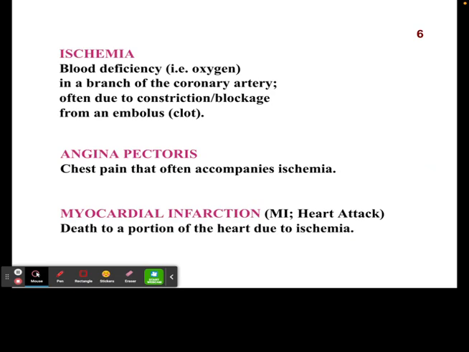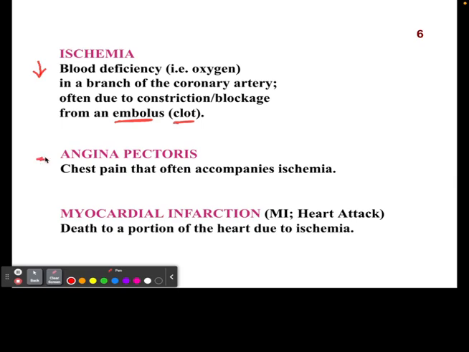Here are some important terms to note when we're talking about the heart specifically. The first one is ischemia. Ischemia has to do with low blood oxygen. So there's a deficiency in blood oxygen in your coronary artery. Typically, this is just due to constriction or blockage. Sometimes you get an embolus, which is the fancy word for clot. Because of that, your coronary artery is clogged and you cannot get enough oxygenated blood to your heart. Because of this, you're going to have damage to those tissues. So we call this ischemia.